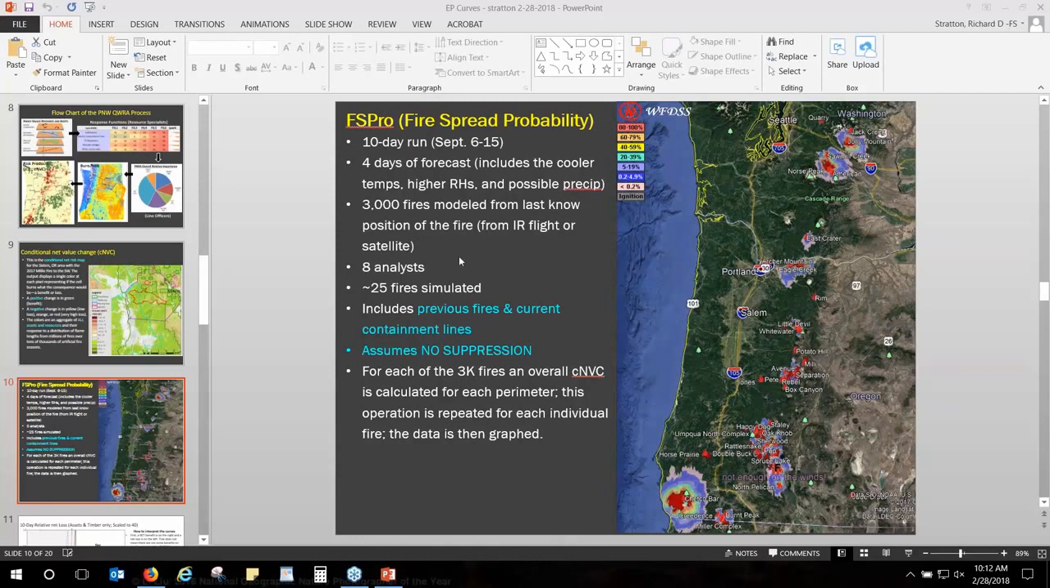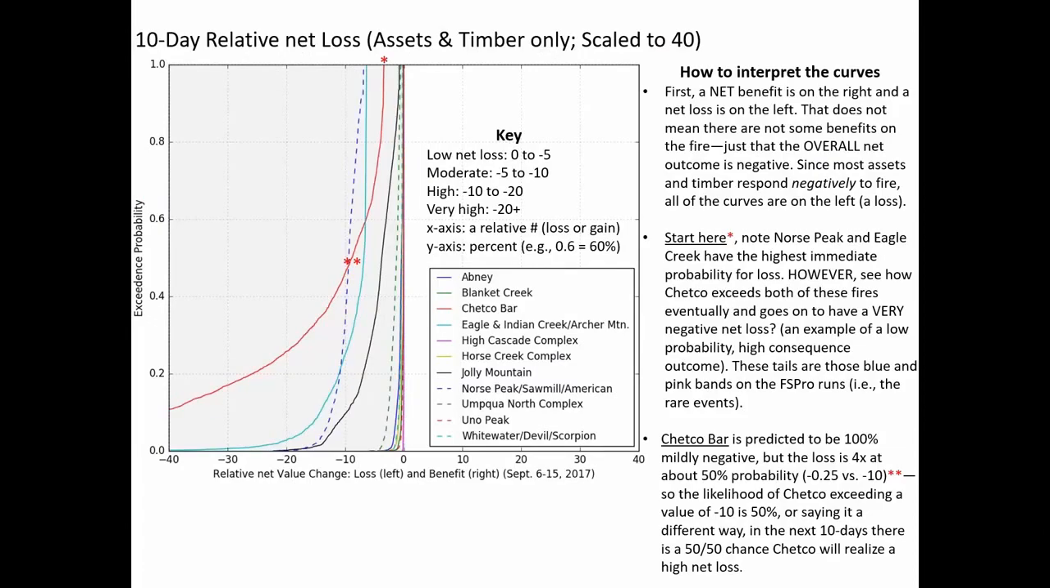So for each of the 3,000 fires, an overall CMVC is calculated for each of the perimeters, and then this operation is repeated for each individual fire, and then the data is graphed. So here's what you came for. This is one of the EP curves.